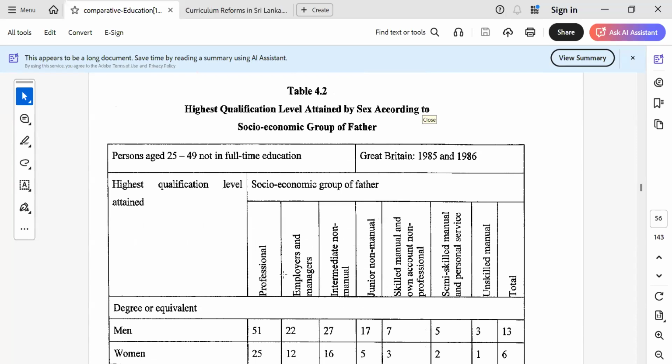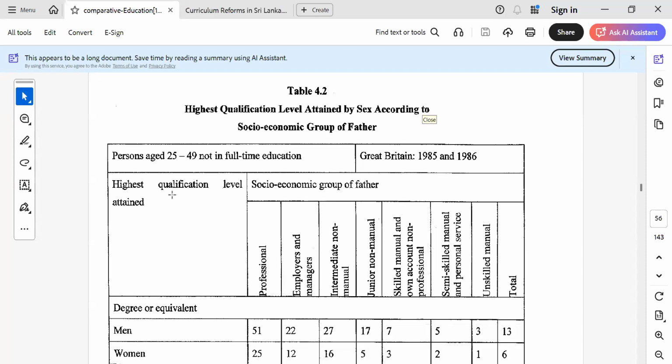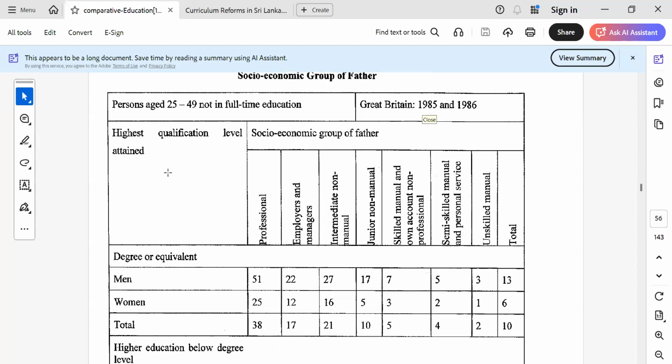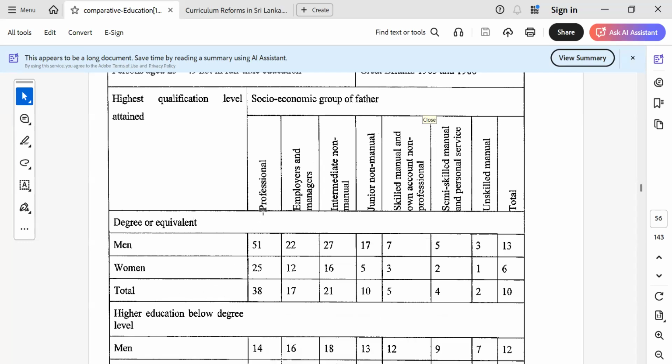Highest qualification level attained by sex according to the socio-economic group of father. This is 1985 and 86. Persons aged 25 to 49, not in full-time education. Highest qualification level attained, right? Here, degree equivalent: men, women, total. Professional socio-economic group of father, not mother, right? Father, professional.